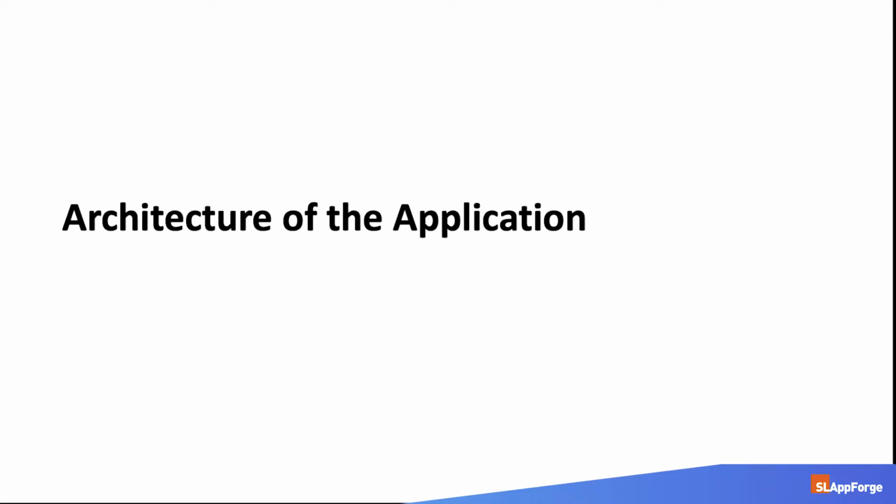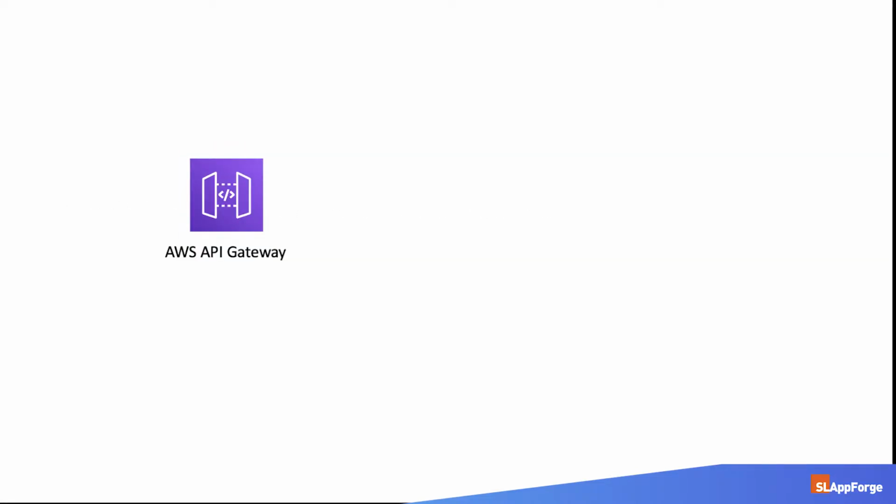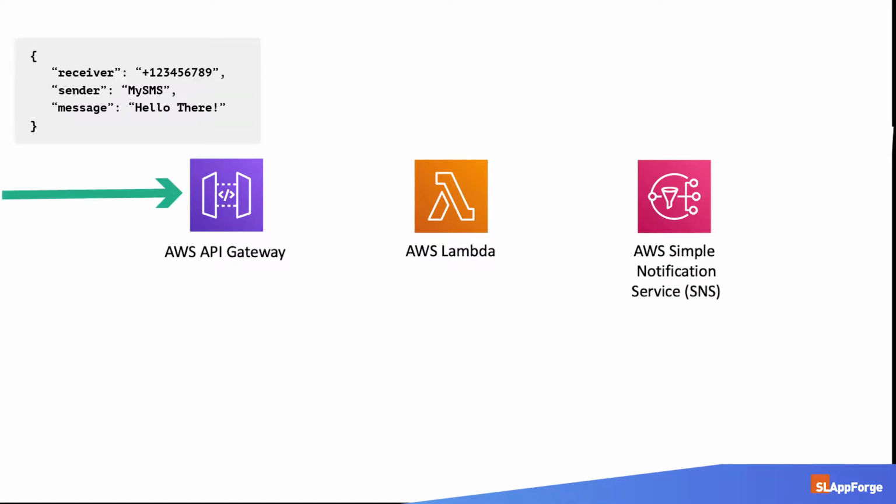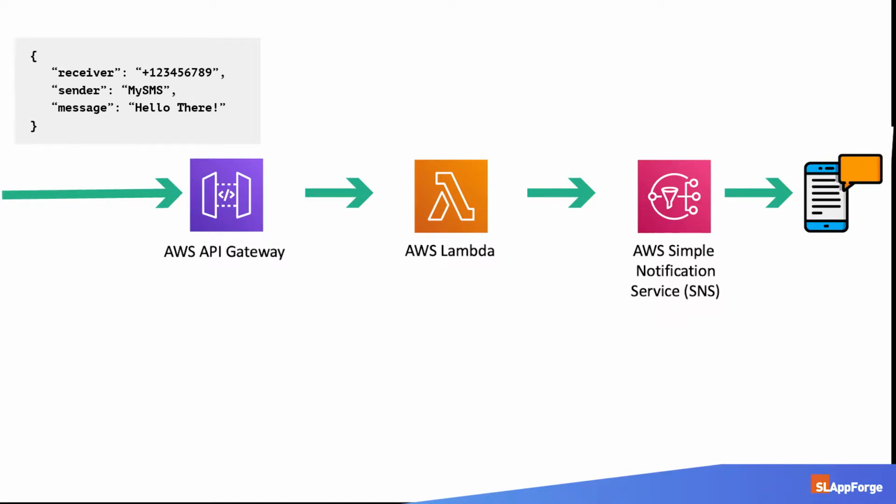Now, let's have a look at the high-level architecture of the solution we are going to develop. For this, we are going to use three AWS services, which are AWS API Gateway, AWS Lambda, and AWS Simple Notification Service, which is also known as SNS. The AWS API Gateway will receive a POST request similar to this, and it will then invoke the Lambda function with that request payload. The Lambda function will extract the message, mobile number, and the sender ID from the payload first. Then it will invoke the SNS service to send the SMS out.